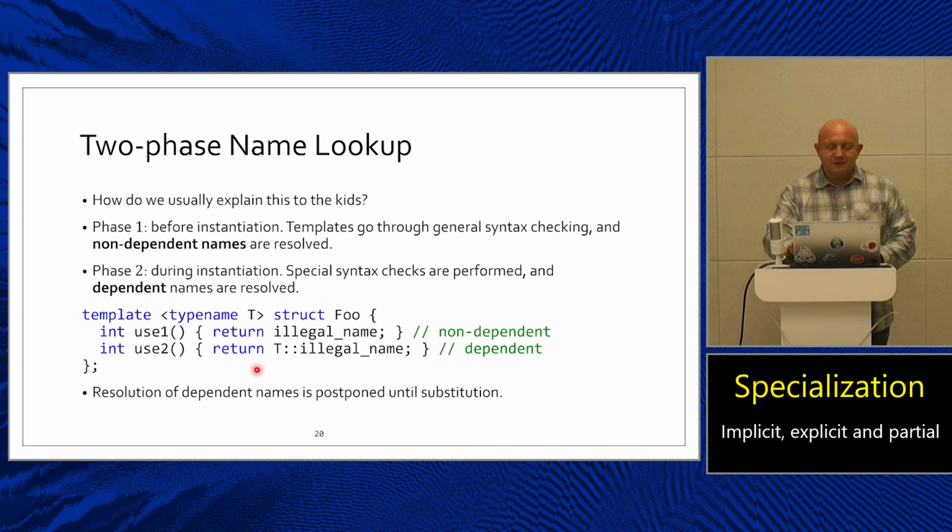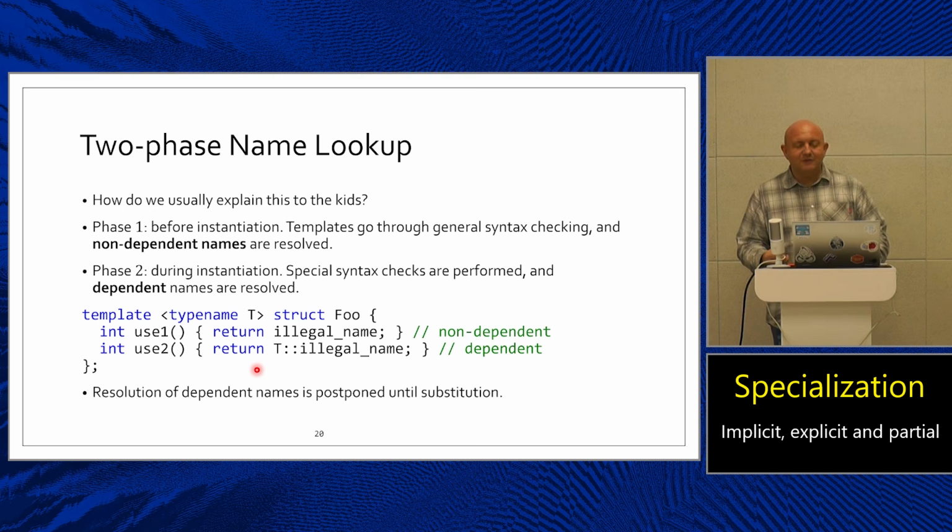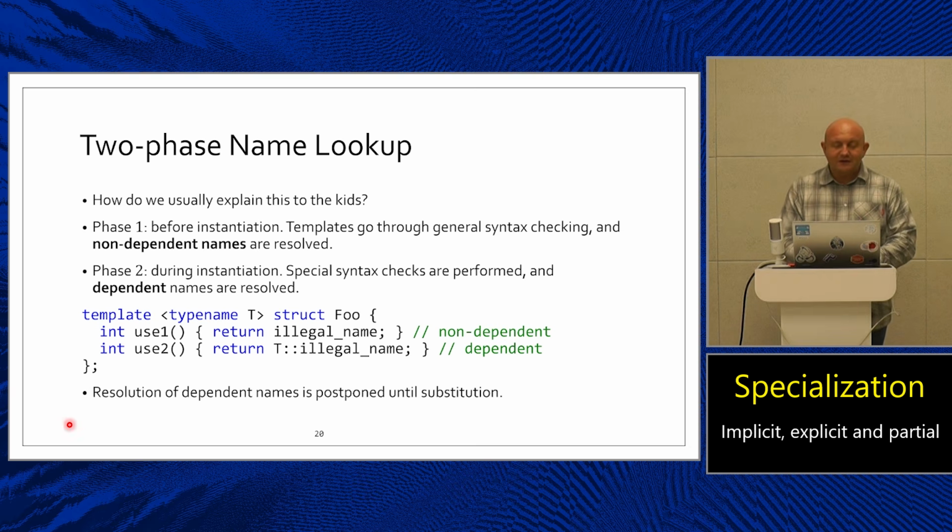Its lookup is postponed, and this leads us to the golden rule of two-phase lookup, the one I make my second years memorize for the exam. Let me remind you of it, or maybe someone can recite it to me. Okay. Well, it's written on the slide anyway. The resolution of dependent names is postponed until substitution. You need to know this rule as instinctively as you know about virtual destructors. If I ask you, the answer should come in under 10 seconds on my clock.